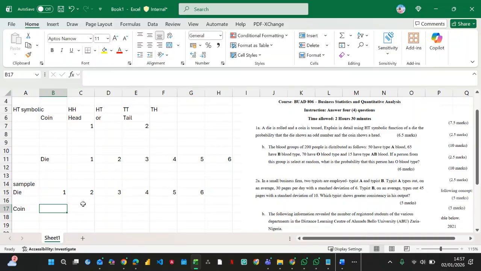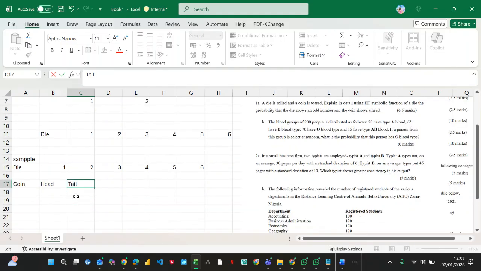And then for the coin, you're going to have head and then tail.